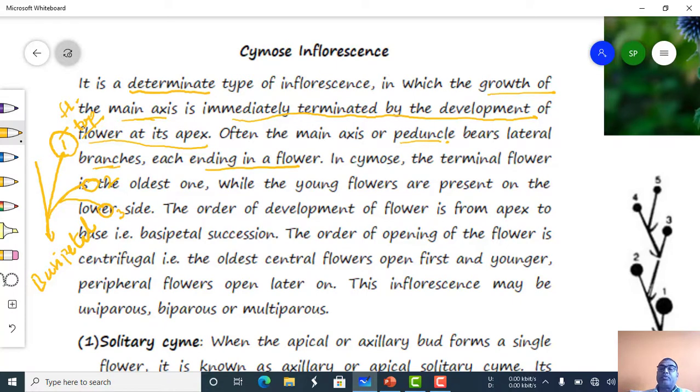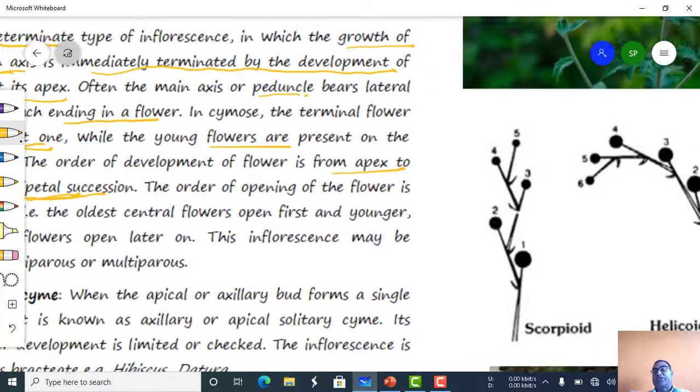In cymose, the terminal flower is the oldest one. The flower present at the apex or terminal position is the oldest, while young flowers are present on the lower side or on the lateral side. So this order of development of the flowers is basipetal. The order of development of flowers from apex to base is called basipetal succession.